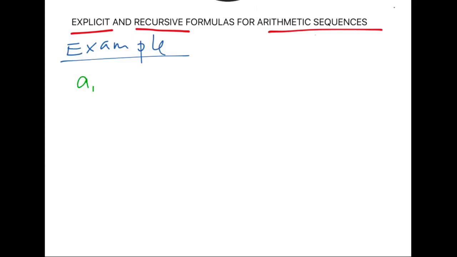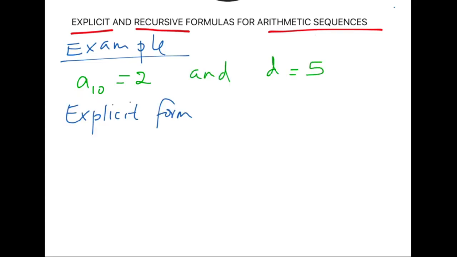Let's look at the explicit and recursive forms for arithmetic sequences using an example. Let a10 equal 2. That means the 10th term of an arithmetic sequence is 2. And the common difference, let's say, is 5. So the explicit form is basically a_n is equal to a1 plus d times (n minus 1).